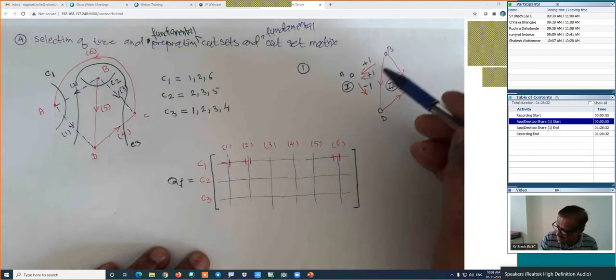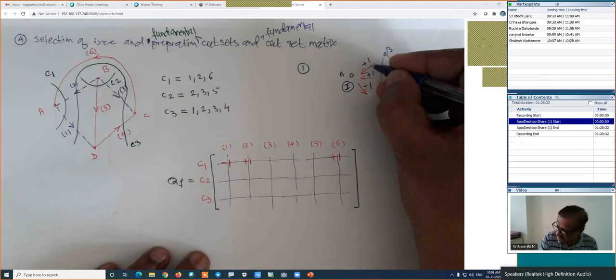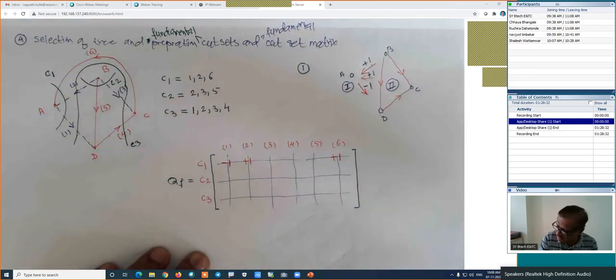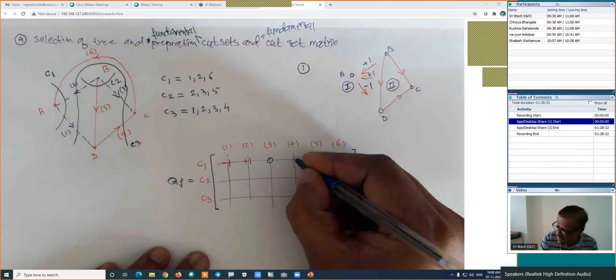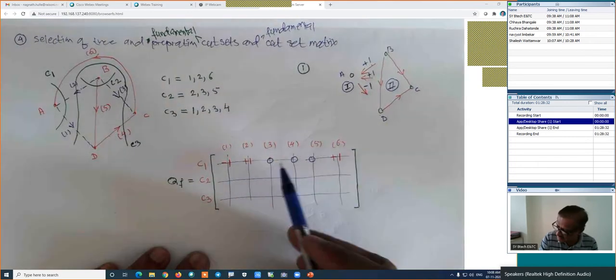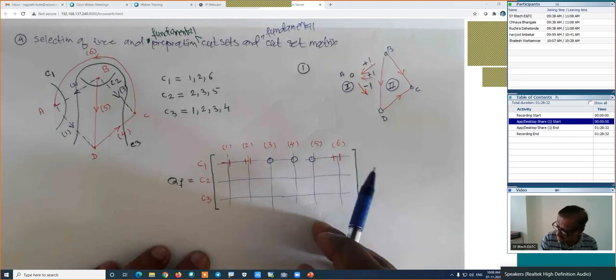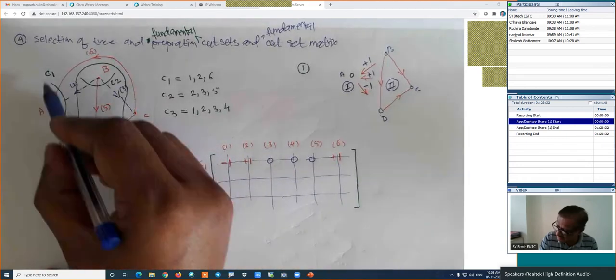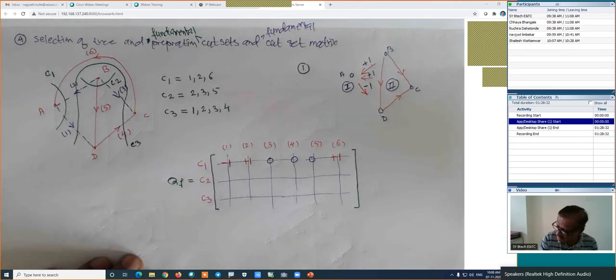And those entries: this is for the branch number 6, this is for the branch number 2, and this is for the branch number 1, and the remaining entries will be 0. This entry is 0, this is 0, this is 0, because branch number 3, branch number 4 and branch number 5 are not part of that particular cut set or fundamental cut set. That's why this is the entry for the cut set number 1.